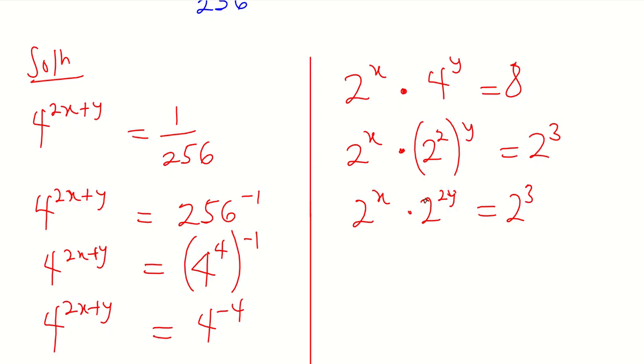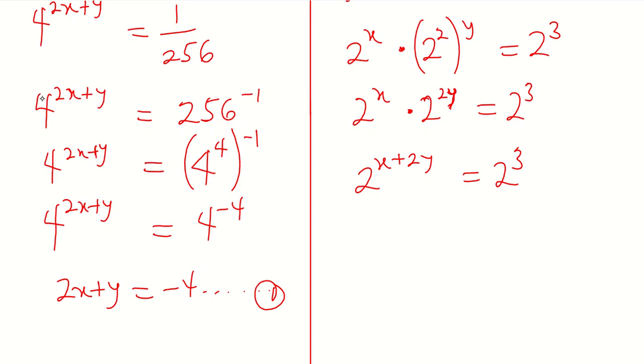Now with this, once the bases are the same on the left hand side of the equation, and we can see that the bases are multiplying, then we write one of the bases and we add the exponents, which means 2 exponent x plus 2y is equal to 2 exponent 3. Now we can see that the bases are the same, so we equate the exponents and we have x plus 2y, which is equal to 3. Now having known this, let's label this as equation 2.